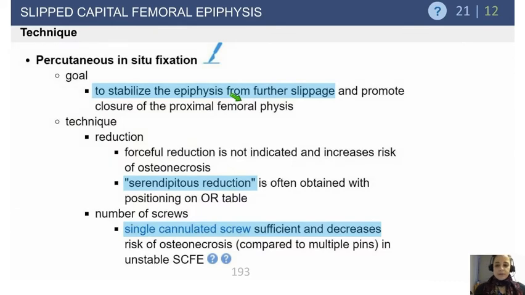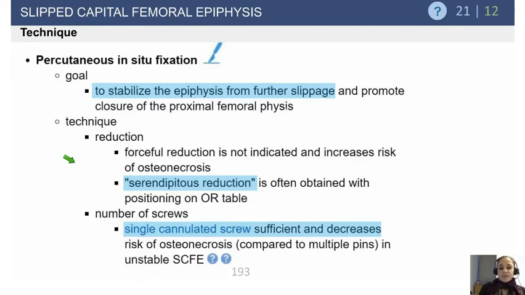So first treatment goal is to stabilize the epiphysis from further slipping and to promote closure of the proximal femoral physis. Now, in order to do in situ pinning, we do not want to forcefully reduce the hip. We don't mind a quote-unquote serendipitous reduction, and we often get that from positioning the patient on the OR table. But we don't want to forcefully reduce the SCFE as it can increase intracapsular pressure and therefore increase your risk of developing avascular necrosis of the femoral head.